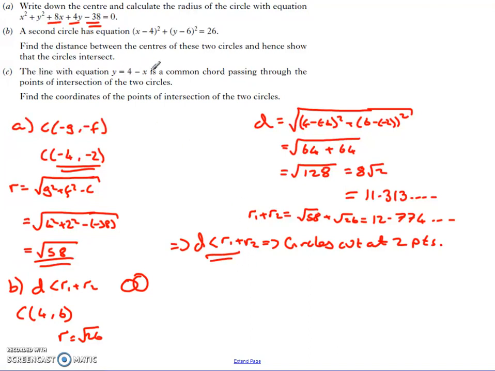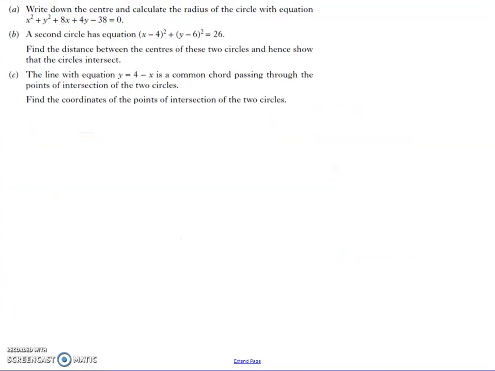Now the last part, the line with equation y equals 4 minus x, is a common chord passing through the points of intersection of the two circles. Find the coordinates of the points of intersection of these two circles. Now, the best way to visualize this one is to actually sketch a diagram and have a think about it. So what it means by common chord, if I have our two circles here, it's a common chord passing through the points of intersection. It's a straight line that cuts through there.